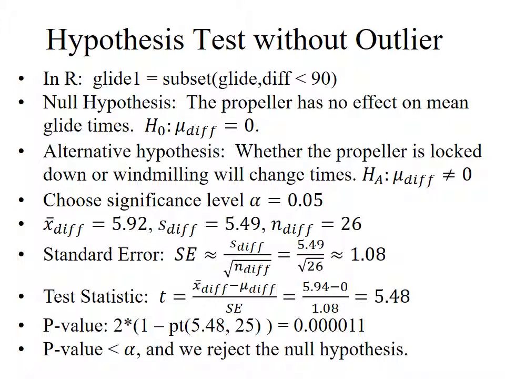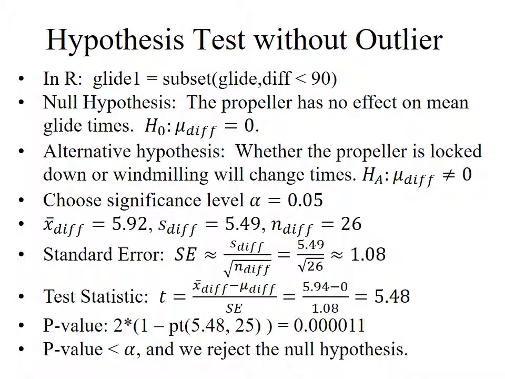Now again, we have a smaller difference. It turned out that one outlier actually helped accentuate the overall difference. But even though my difference is smaller, my standard deviation is way smaller. So now I get a t-test statistic of 5.48. That's big. 5.48 standard deviations away from the mean is a big difference.